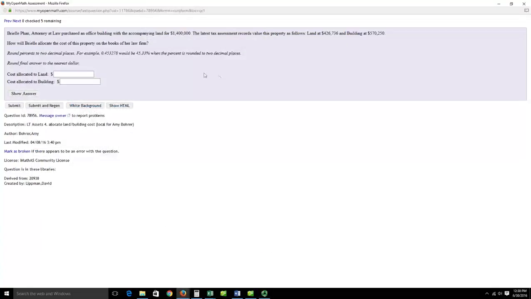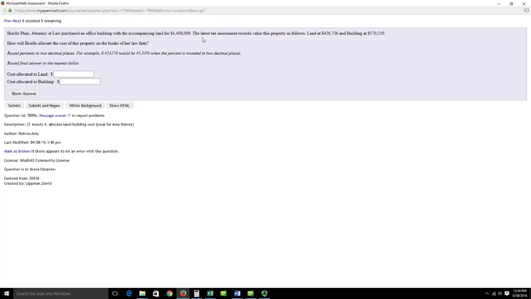Okay, this problem here is one in my math, and what's happening here is you have an attorney purchasing an office building and the land that the building is sitting on for $1.4 million. And so we have to be able to allocate this $1.4 million between the land and the office building, because part of that 1.4 is for the building, part of it's for the land. And so how do we do that? How do we figure out how much goes to each asset that was purchased?